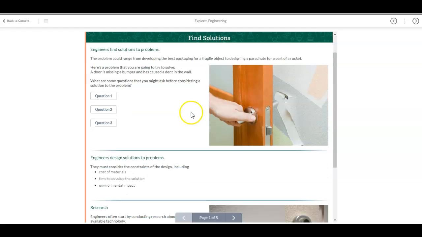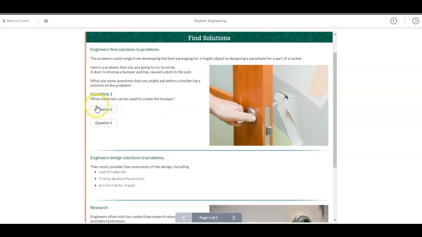All right, so as we talk about finding solutions, the problem could range from developing the best packaging for a fragile object to designing a parachute for a part of a rocket. Here's a problem that you're going to try to solve. A door is missing a bumper and has caused a dent in the wall. What are some questions you might ask before considering a solution to the problem?